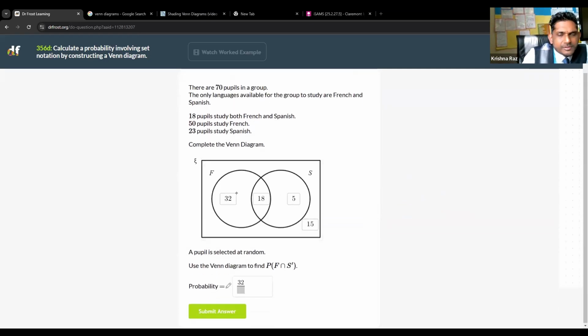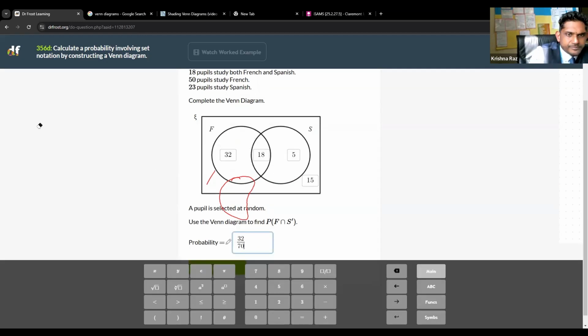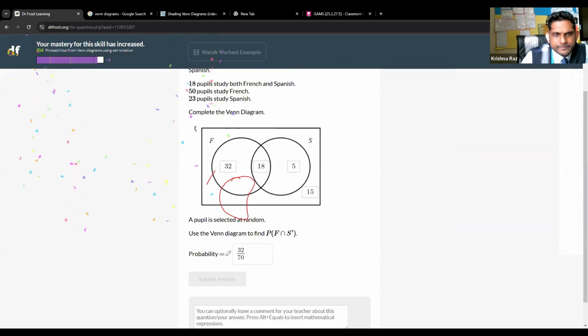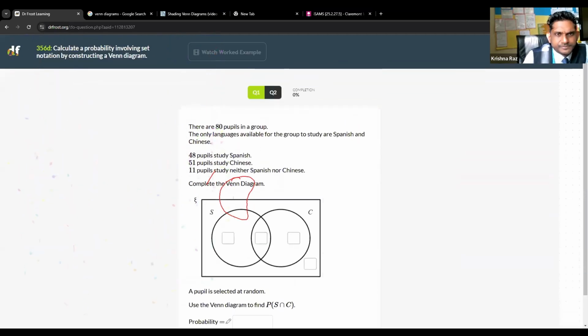So once we get there, we want F and not S. It has to be F and not S. So it's this bit. Yeah, it can't be the bit outside because that is not in F. And we wanted and, not or. So we only want 32. So the answer will be 32 out of 70. Next question.